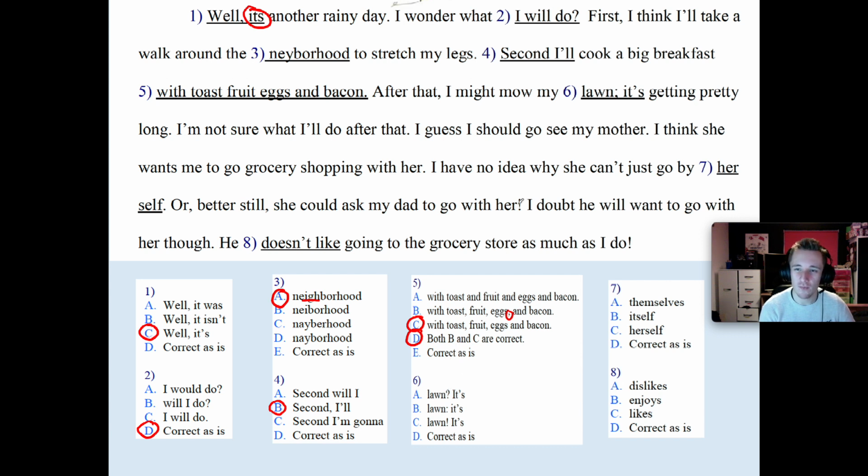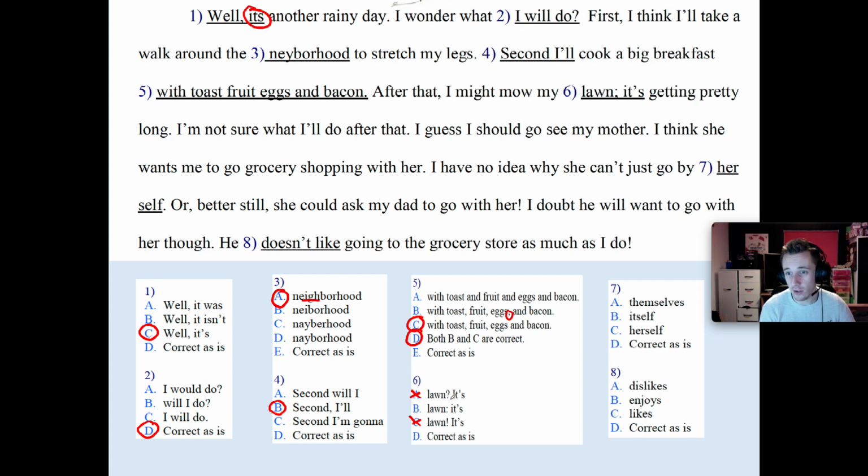So for 6, after that I might mow my lawn. It's getting pretty long. Now we've got a semicolon in here. Now a semicolon is used when the part that goes after it is directly linked to the part that goes before it. Okay, so it's getting pretty long. So I might mow my lawn. It's getting pretty long. Well, it's definitely not this. And it's definitely not this. So it's either a colon or a semicolon.